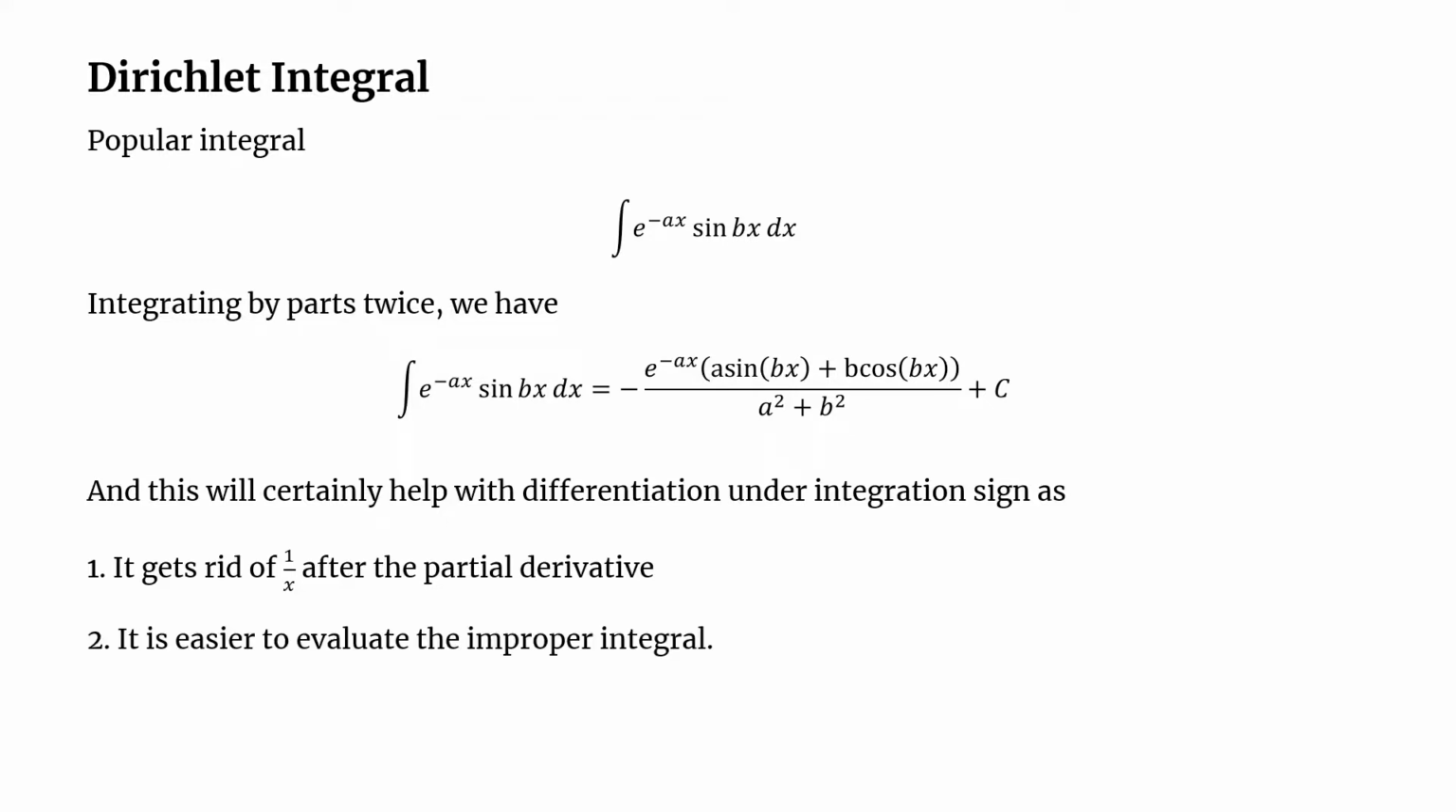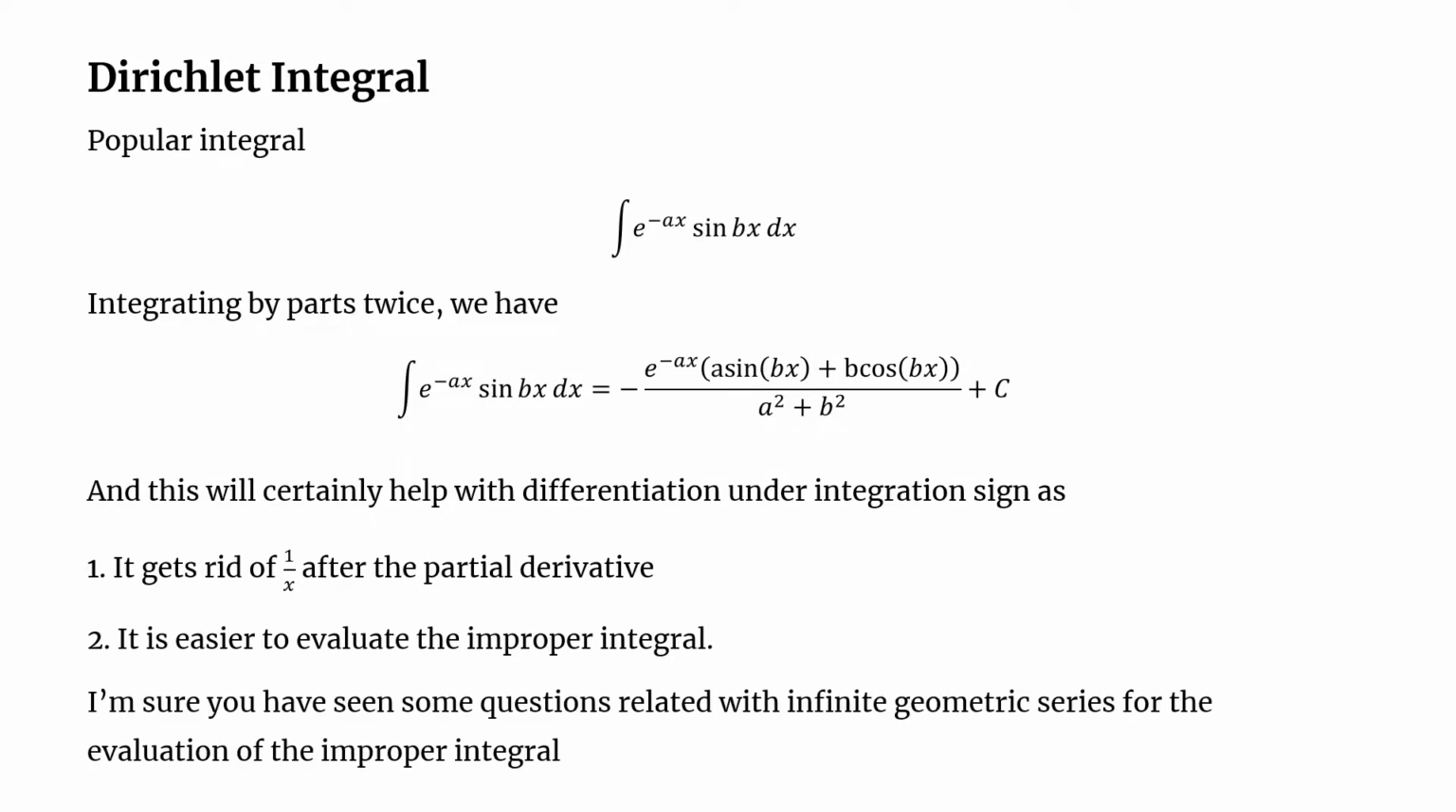However, I want it to be an easier integral after the partial derivative, and for this one we already have this function in our hand. The product of the exponential and sine is a typical example for integration by parts, and I'm sure you can use it. So instead of multiplying by sine tx, I like to multiply with the exponential e to the power of tx. I'm sure you have seen some questions related to the infinite geometric series for the evaluation of improper integrals as well. So what I want you to try is the following.